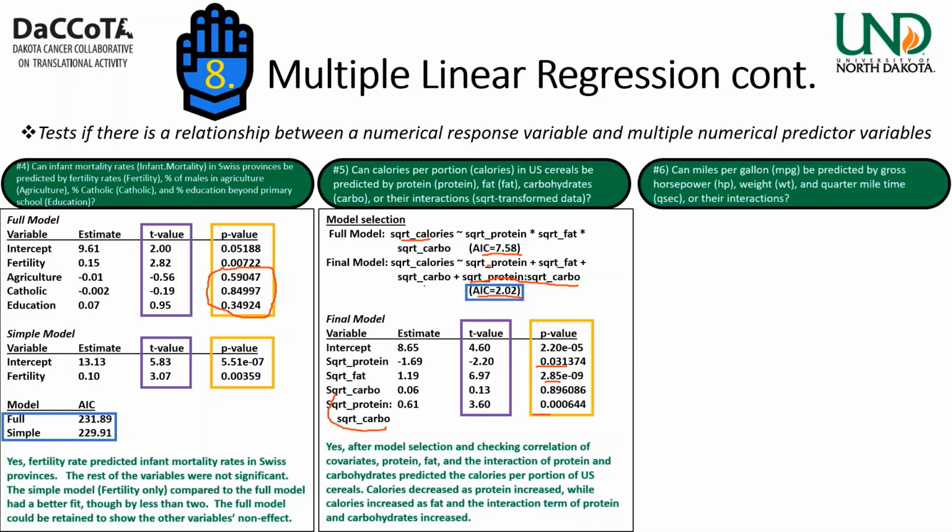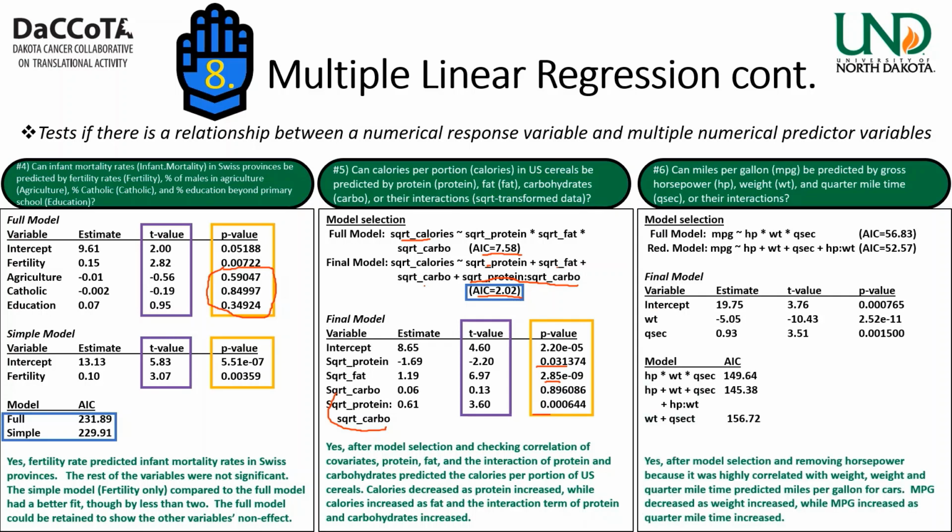So let's wrap up here with good old cars. Can miles per gallon be predicted by gross horsepower, weight, and quarter-mile times, or their interactions? So again, we'll do model selection, where I start with all interactions. The star is the interaction between these two, and then all three-way interactions too. The reduced model that it gave me was horsepower alone, weight alone, quarter-mile time alone, and the interaction between horsepower and weight to have a significantly lower AIC.